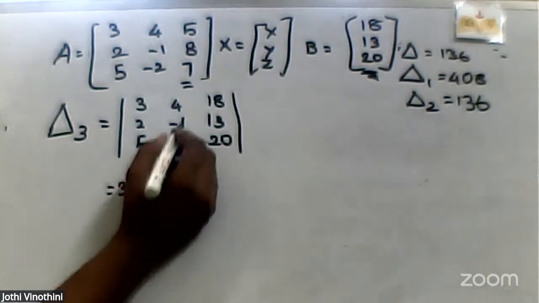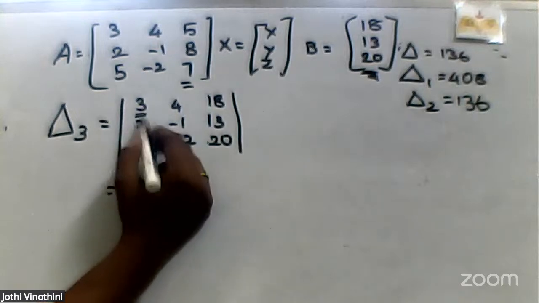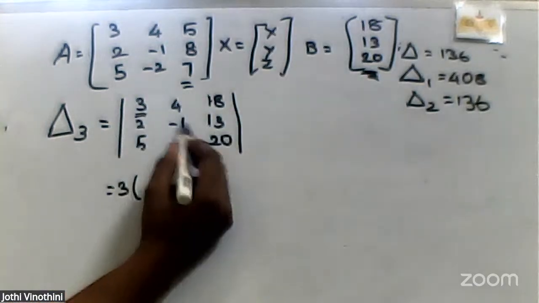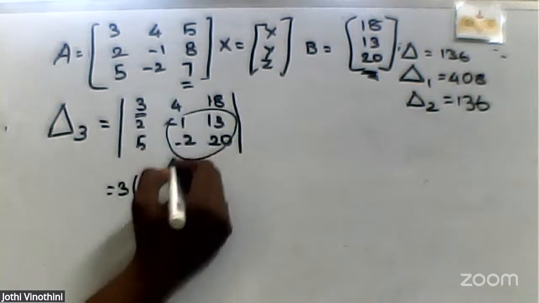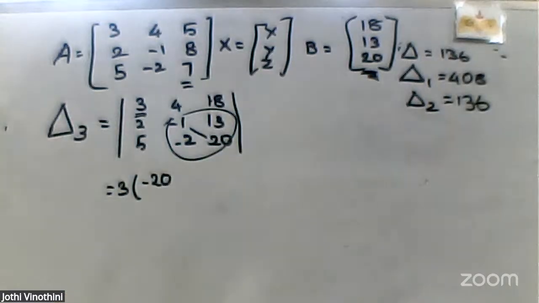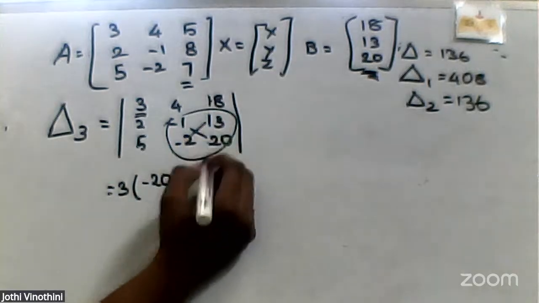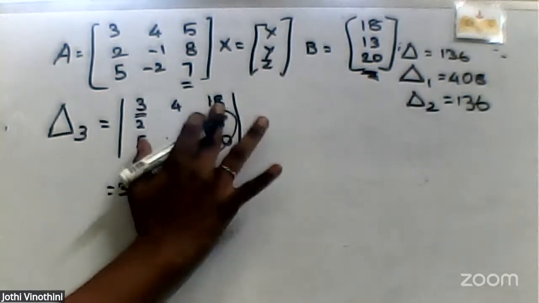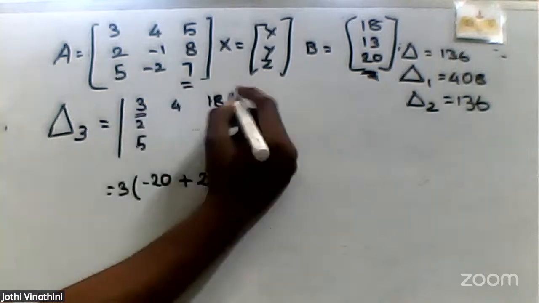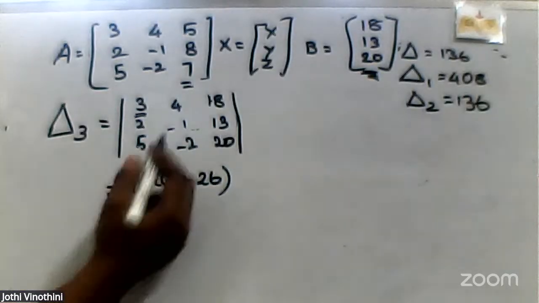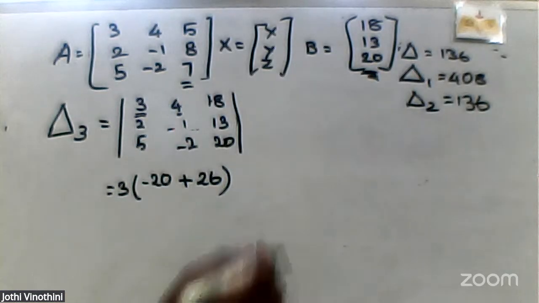So 3. While taking this, we have to leave this column and this row, so we will have this alone. We have to cross multiply. 1 minus 1 multiplied by 20 is minus 20. While doing this, we have to add a minus already. So here it is minus 26, minus plus minus 26 is plus 26. Okay? While doing the second element of row 1, we have to add a minus.